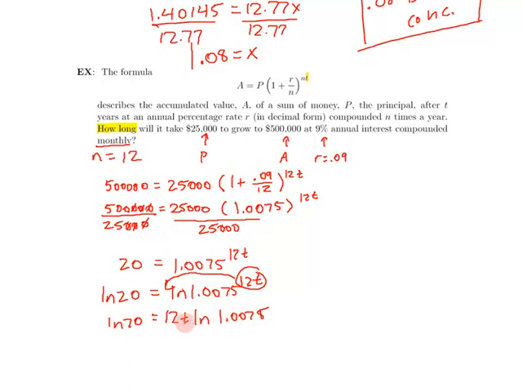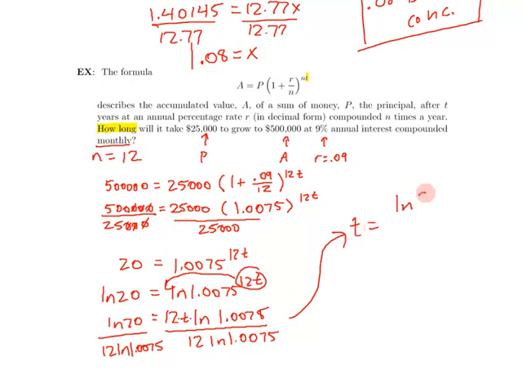To get the t by itself, recognize the t is multiplied by this thing, so I can divide off everything except the t. 12 natural log of 1.0075 on both sides would leave me with t is equal to the natural log of 20 divided by 12 natural log of 1.0075. That gives me the number of years.